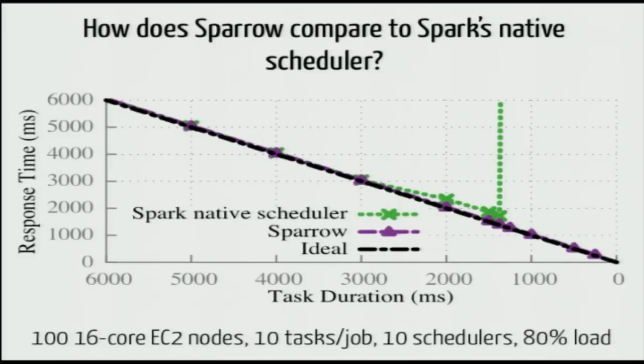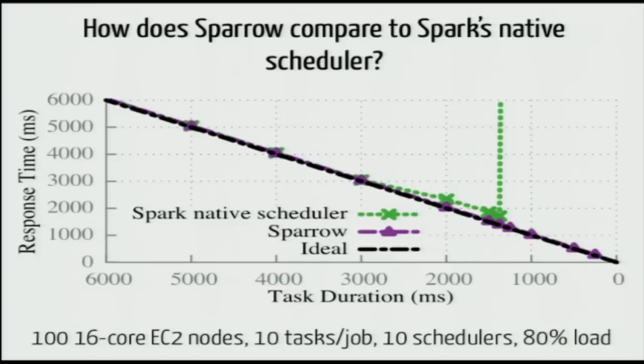First, we compare Sparrow to Spark's native scheduler. So what we're doing here is we're running jobs that have 10 tasks where all of the tasks are the same length. This is in a cluster with 100 machines. On the x-axis, we're decreasing the task duration, and as we do that, we expect the job duration to correspondingly get shorter. If you have 10 tasks that are each 1 second, your job should finish in 1 second. That's what's shown by the black dashed line on the graph. What you can see is that Sparrow follows that ideal line almost perfectly, whereas the Spark native scheduler, once tasks cross this threshold of 1.5 seconds or so, the tasks start experiencing infinite queuing, and as a result, the job response time climbs to infinity.